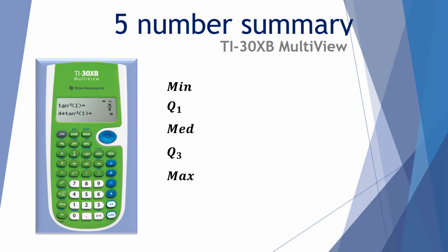In today's video we'll be looking at the TI-30XB MultiView Texas Instrument Calculator. So we're looking at the 5-number summary from a collection of data. We can recap that the 5-number summary includes the minimum number, the first quartile, the median, also referred to as Q2, the second quartile, Q3, the third quartile, and the maximum value. So let's get into this one.